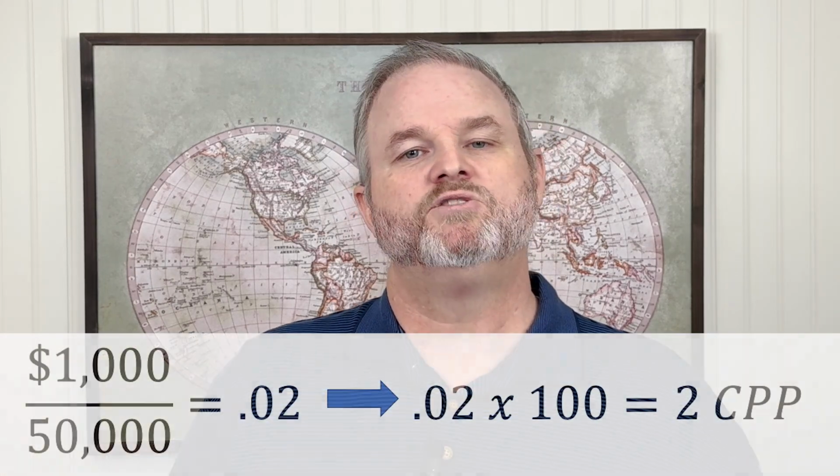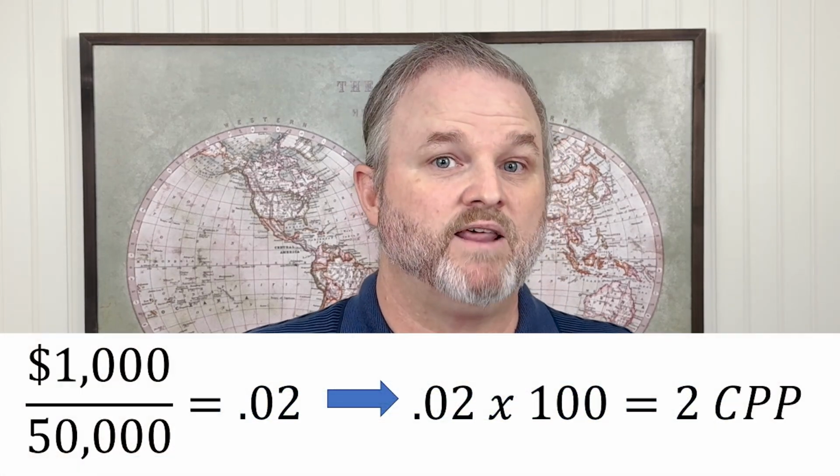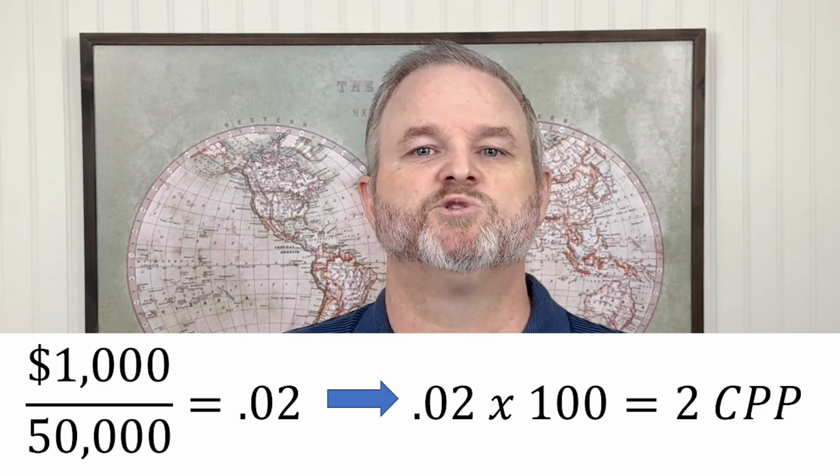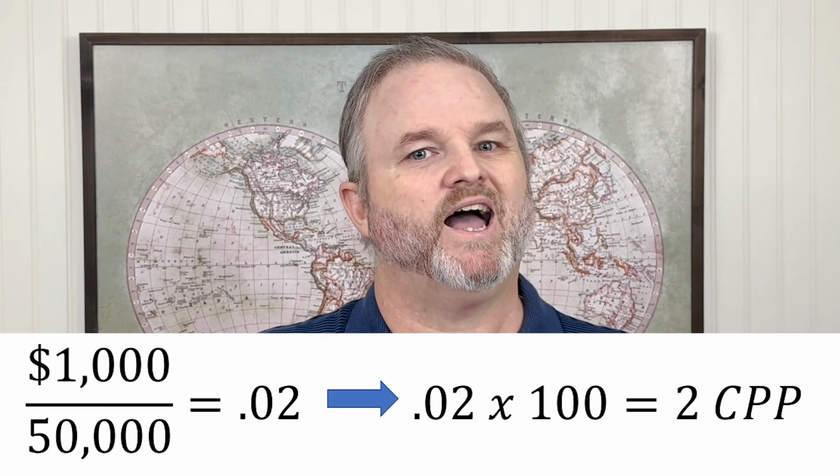So as an example, let's say you had a hotel room and it was $1,000 a night, and you used 50,000 points to stay there instead of paying the $1,000. You take the $1,000, divide it by 50,000 points, which would give you 0.02, multiply that by 100, and you got 2 cents per point. So is cents per point important? Yes and no.